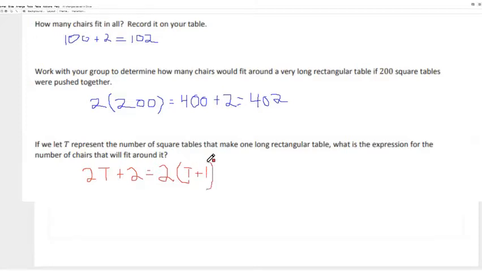All right, so that's our first example we're going to talk about. We're going to go over one more example, so go ahead and stop the video and move on to it.